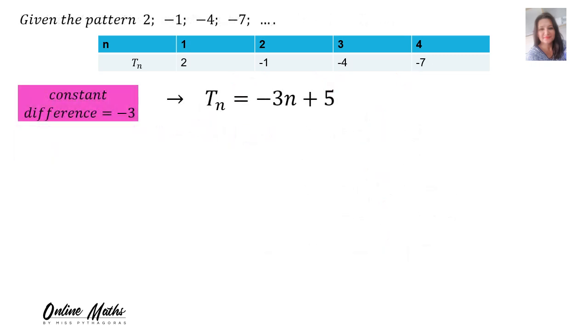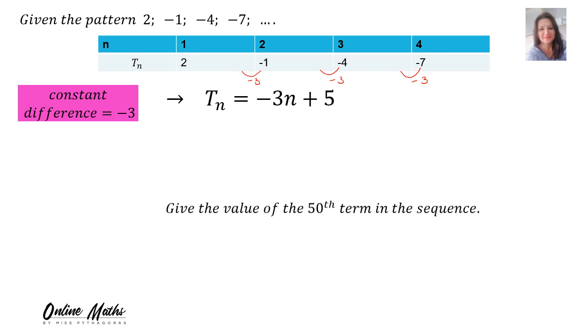Now I want to show you that you can use this formula, the general formula, to find the value of any term in your sequence. This is the sequence from the previous slide. The pattern was 2, -1, -4, -7. And the constant difference was -3. So that means you added -3 to get to the next term.